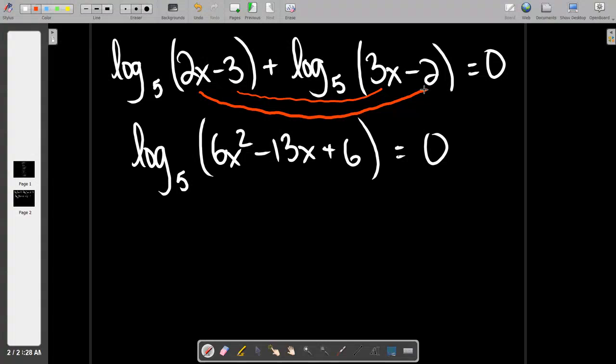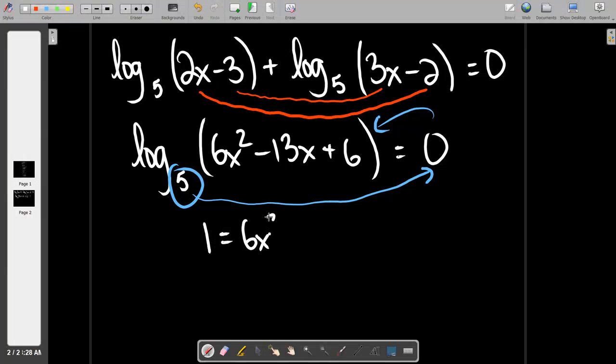Then let's move on. All right, so I went a little quicker this time. It's now time to do the water cycle diagram. So we're going to do 5 to the power of 0 equals this. What's 5 to the power of 0? It is 1. So 1 is equal to 6x squared minus 13x plus 6.